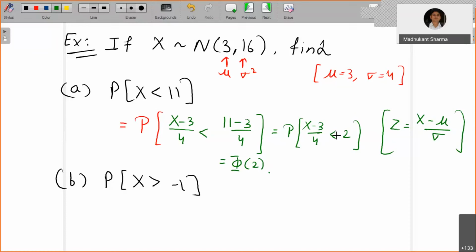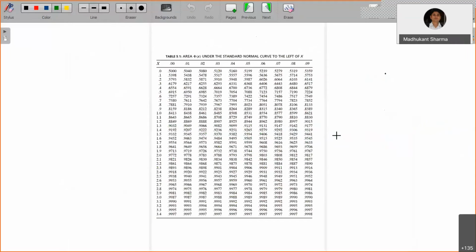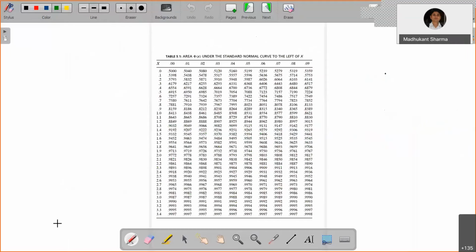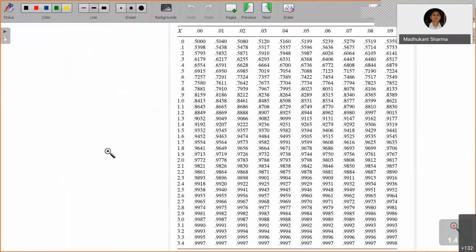Okay, so now I want to see what is the value of phi of 2. I think this may not be visible to you, so let me show you. I am interested in the value of 2. So I have this table. The X values are 0.0, 0.1, 0.2, 0.3, 0.4, and so on, till 3.4.